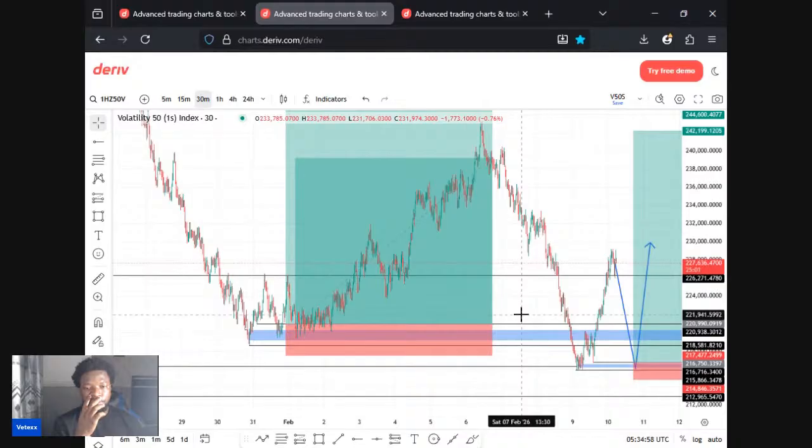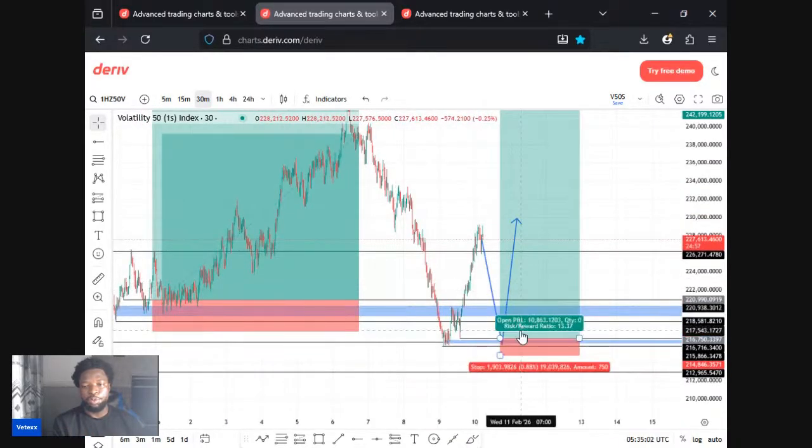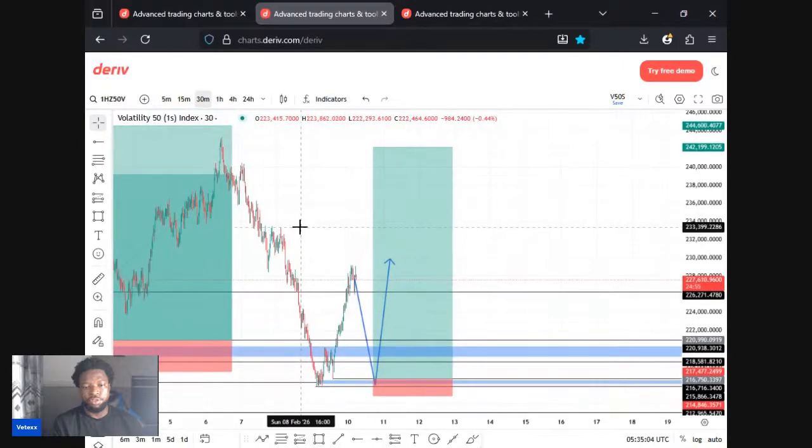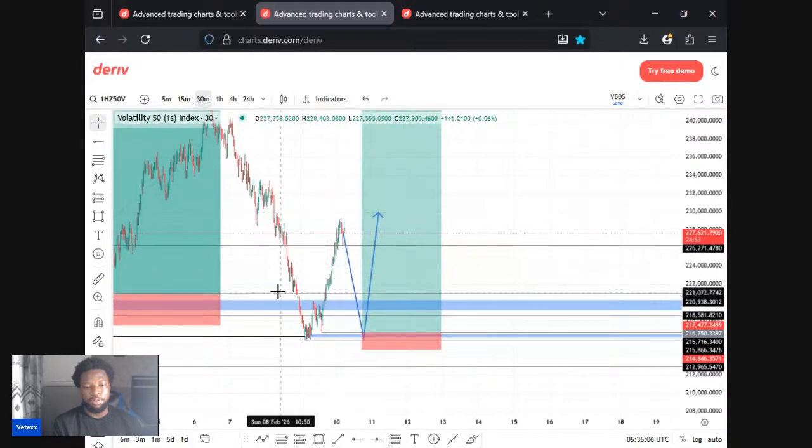Okay. So this is what we are anticipating on V51s at the moment. So this is the current point of interest that we have. All right, let me take this out so you can see it clearly.